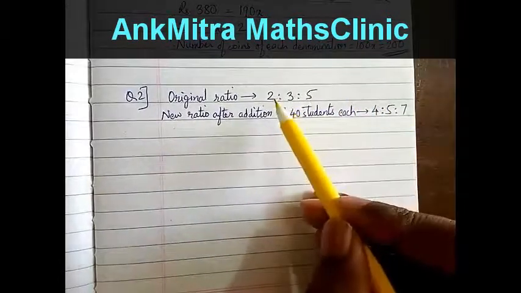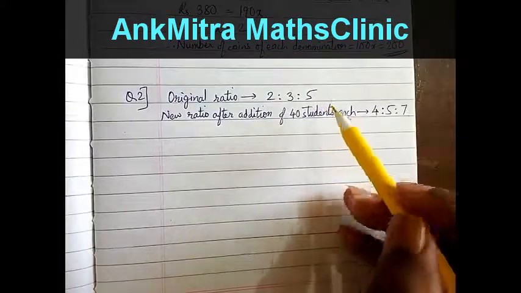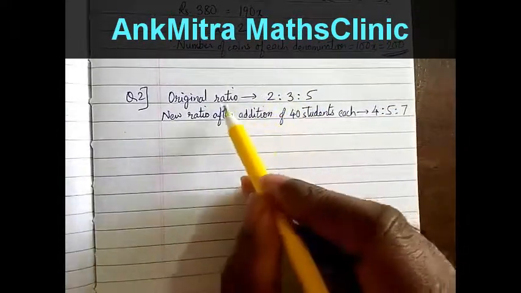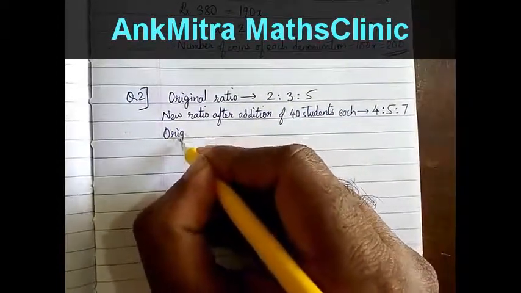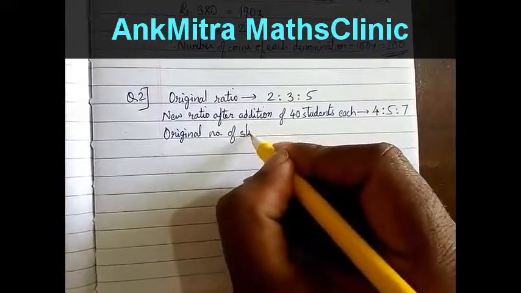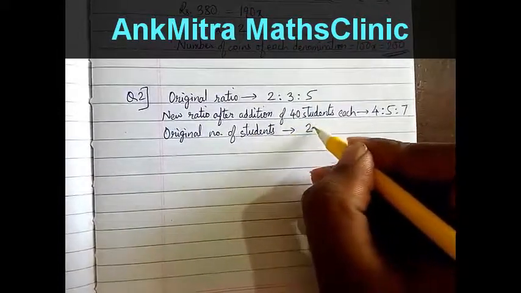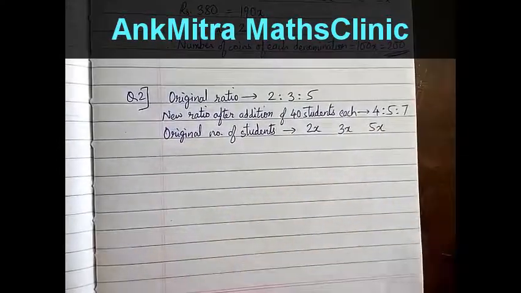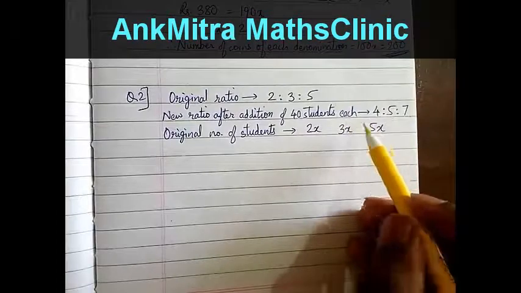Okay, in questions like these where the ratio is given, I prefer to use the common multiplier. Like using x as the common multiplier, the original number of students in the three classes will be 2x, 3x and 5x. Okay, so we can use any two classrooms for just comparison's sake.